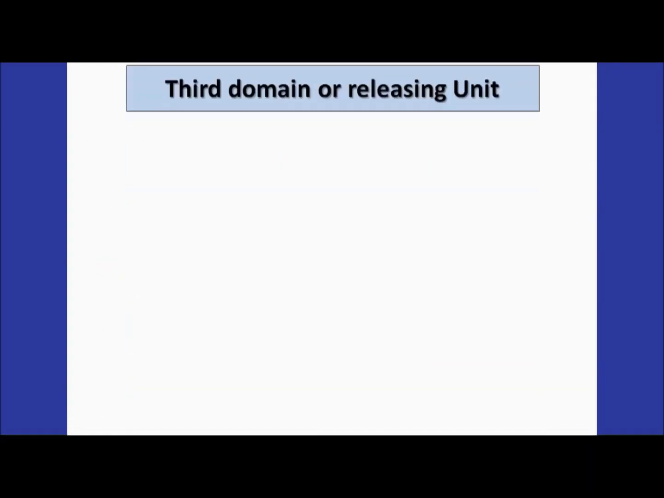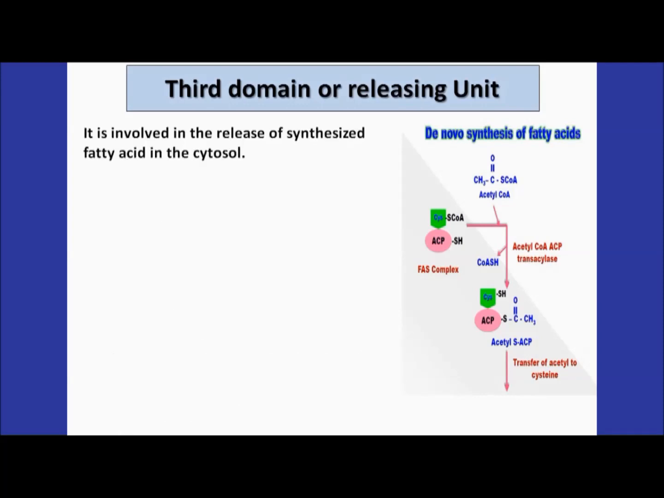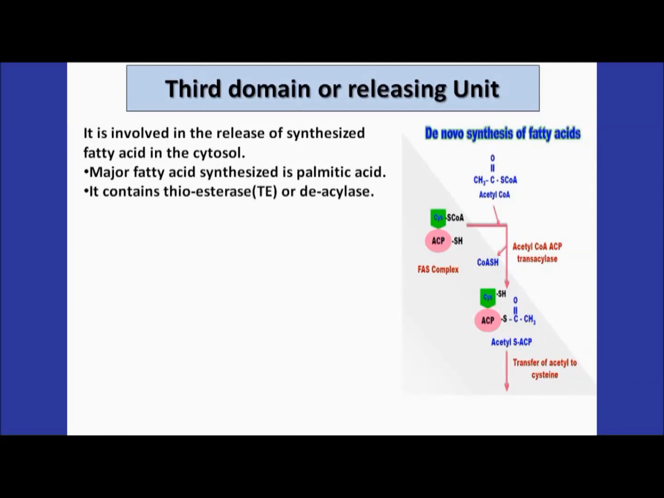Okay, now the third domain is known as the releasing unit for the synthesis of the fatty acid. So the third domain involves the release of the synthesized fatty acid into the cytosol of the cell, right? Moreover, most of the fatty acid synthesized in the eukaryotic cell is palmitic acid. It's a very common fatty acid synthesized in the eukaryotic cell, and this domain contains the TE, or the thioesterase, sometimes also known as the deacylase.